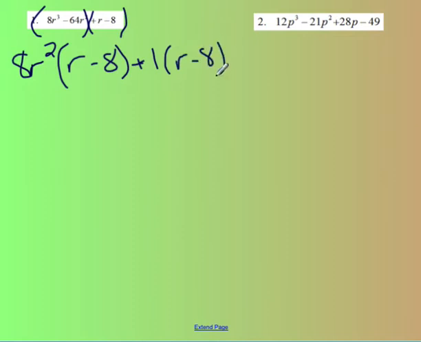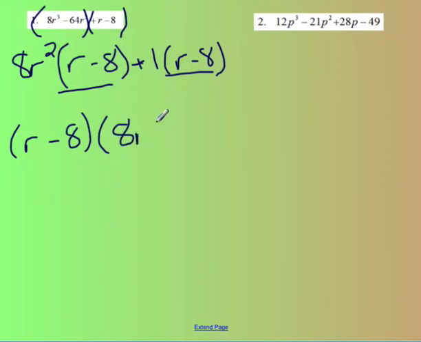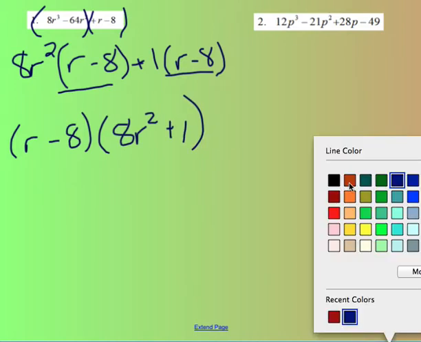What you should notice right now is these two parentheses that are left over are matching. They're the same. That means we factored by grouping correctly. So we can pull this r minus 8 out. And then we're going to write what's left over after that, which is 8r squared plus 1. So that right there is your final answer for that one. Okay, let's go ahead and take a look at number 2.